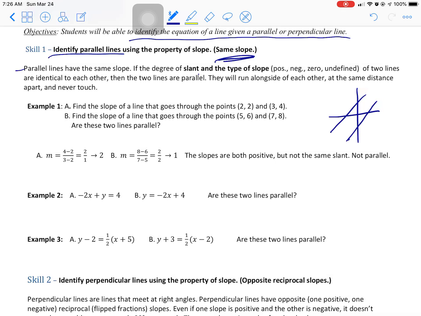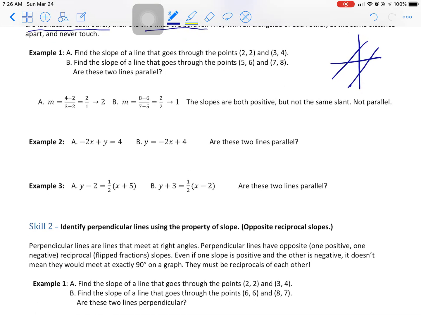If the degree of the slant and the type of slope of the two lines is identical, then they are parallel. They will run alongside each other at the same distance apart and never touch. That's the definition of parallel.